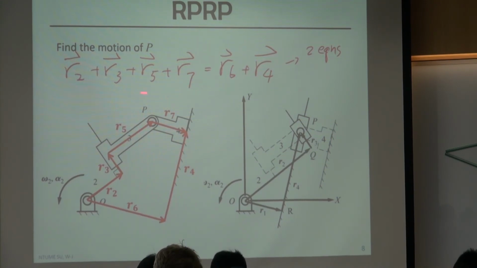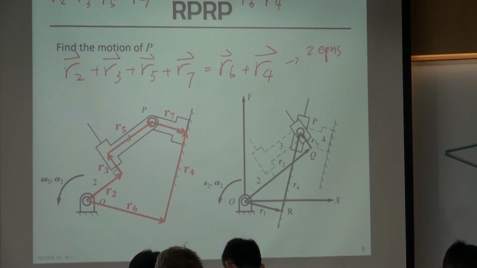So let's see if we have only two unknowns or if we have more. Let me list all of them: R2, R3, R5, R7, R6, R4, theta 2, theta 3.